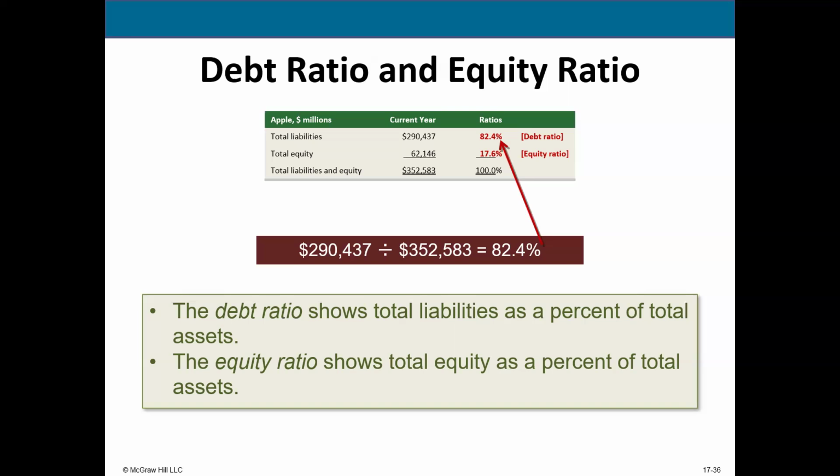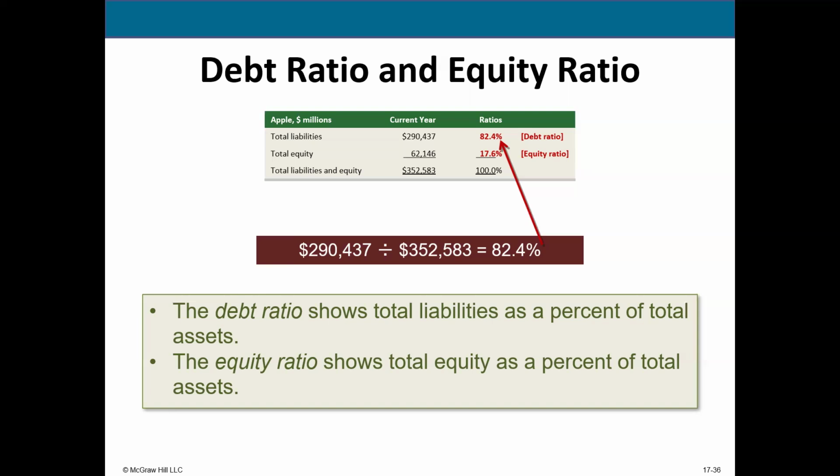The debt ratio shows the total liabilities as a percentage of total assets. And the equity ratio shows the total equity as a percentage of total assets. Now, what this ultimately does is it shows the company's overall financial structure. Are they using more debt, or are they using more equity to finance the business? Right, that's why debt to equity ratio is super, super important.